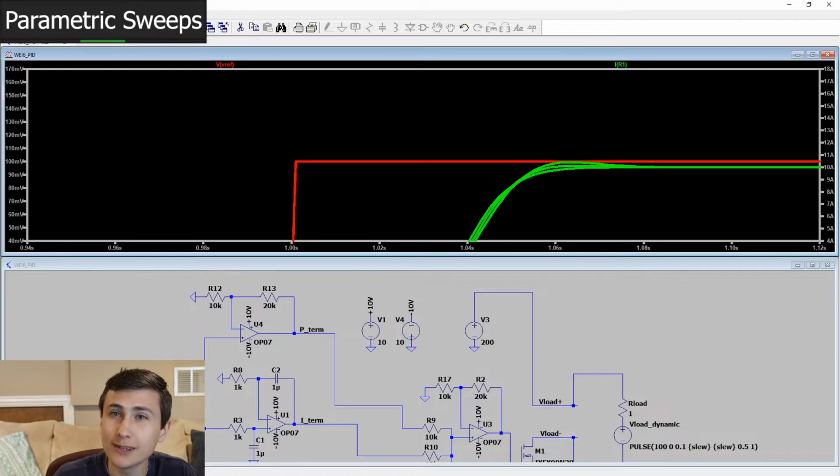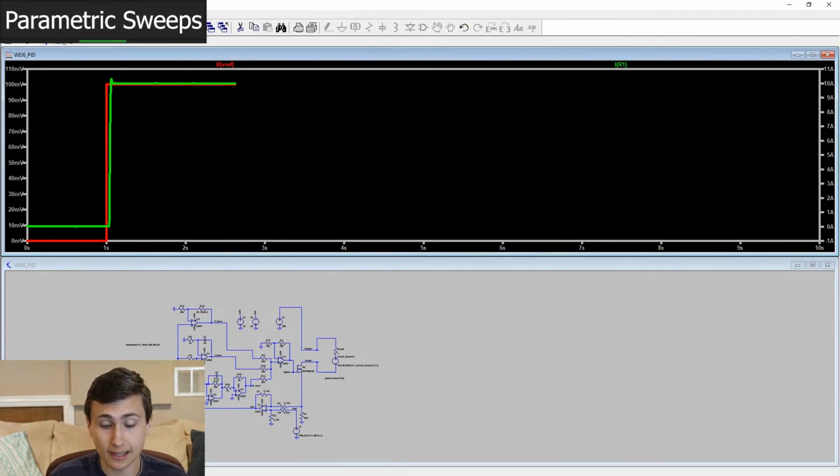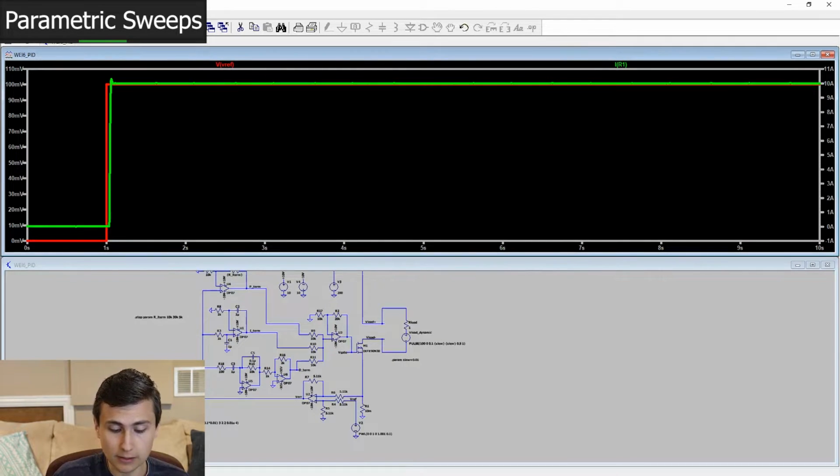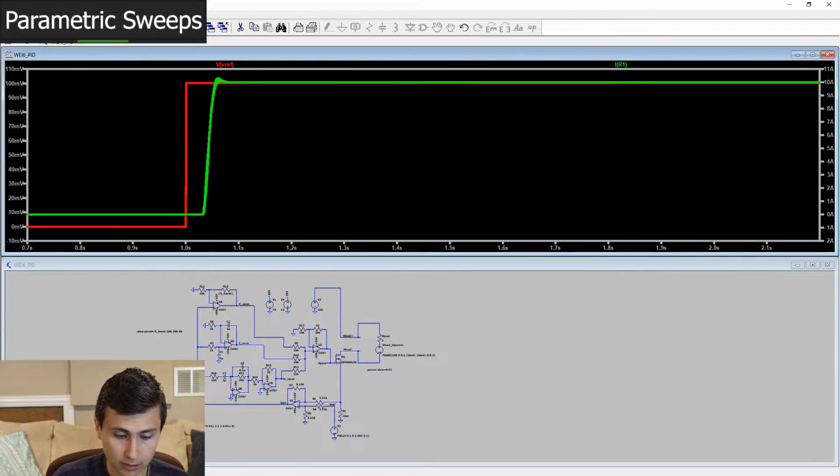What about our P term? Let's take a look at that P term. Okay, we've got it set to take some steps of gains varying from 2 to 4. And we're going to take a look at how our system responds. Is that already done? Wow, that's already done.